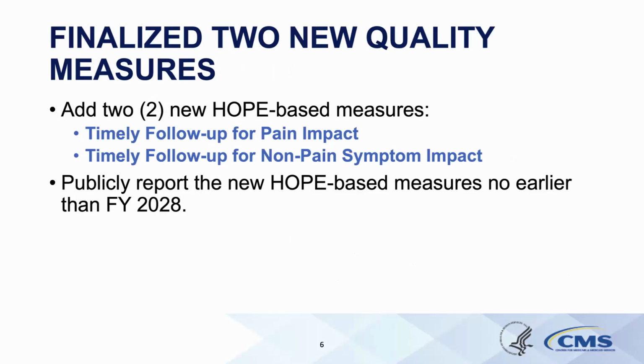This rule added 2 new process measures to the Hospice Quality Reporting Program, or HQRP: timely reassessment of pain impact and timely reassessment of non-pain symptom impact. These 2 measures will be based on the new Hospice Outcomes and Patient Evaluation, or HOPE instrument, which is also finalized in this rule. We expect to publicly report these new measures no earlier than fiscal year 2028.